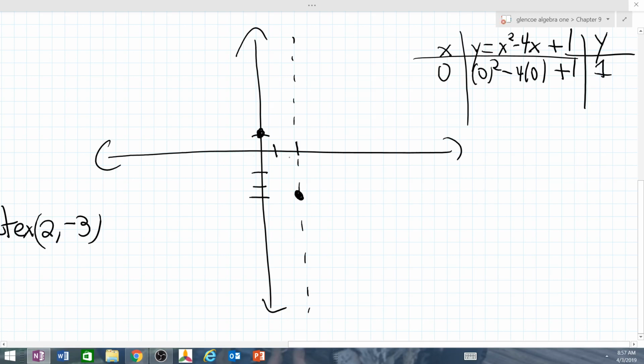So that is 2 units away from my axis of symmetry, which is 2. So let me go 2 units to the right and see what's happened. Let's put a 4 in there. 4 squared minus 4 times 4 plus 1 gives me a 1 also. And so my graph is going to look something like that. Now my U's not perfect, but I want you to be able to realize.